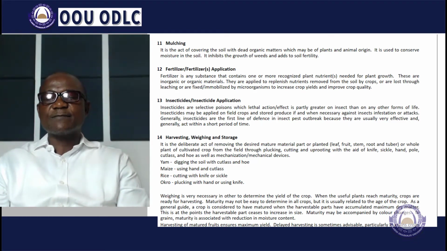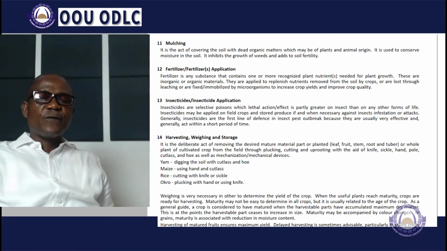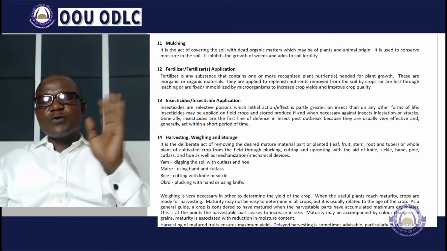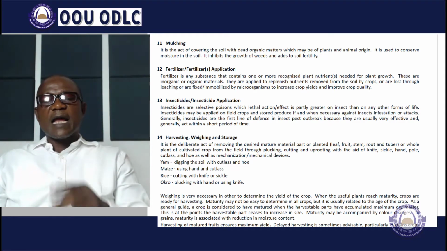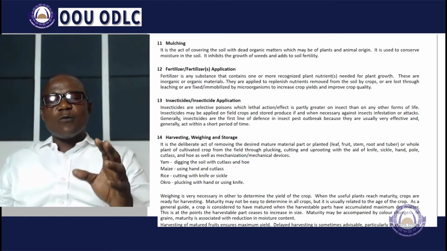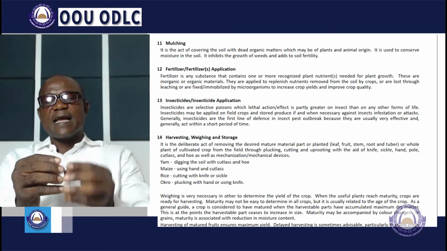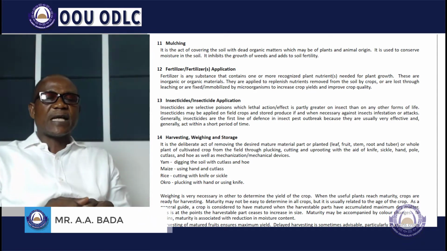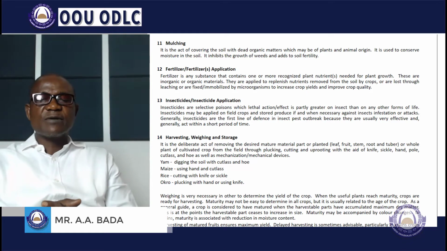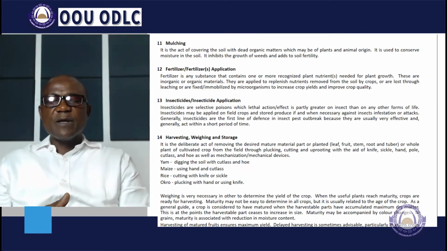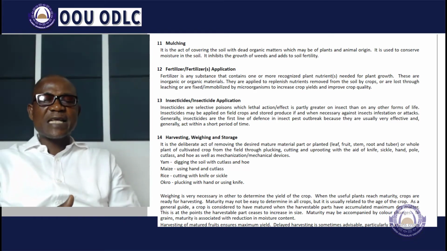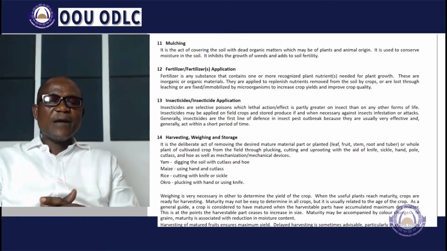When the useful plants reach maturity, crops are ready for harvesting. Maturity may not be easy to determine in all crops, but it is usually related to the age of the crop. As a general guide, a crop is considered to have matured when the harvestable parts have accumulated maximum dry matter. This is at the point the harvestable part ceases to increase in size. Maturity may be accompanied by color changes in grains. Maturity is associated with reduction in moisture content.